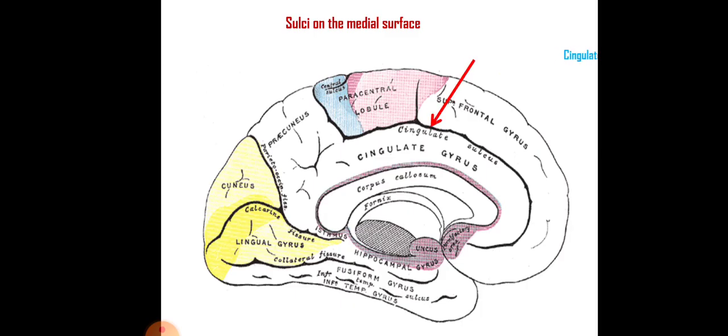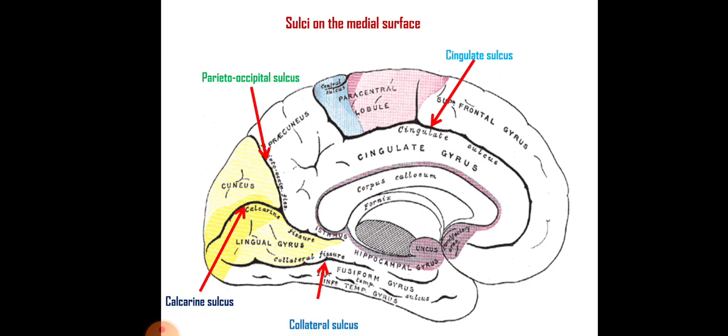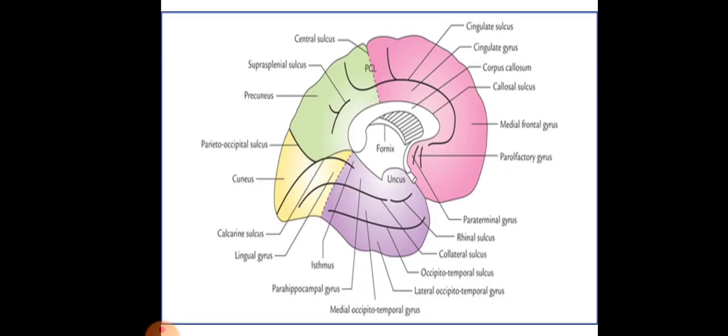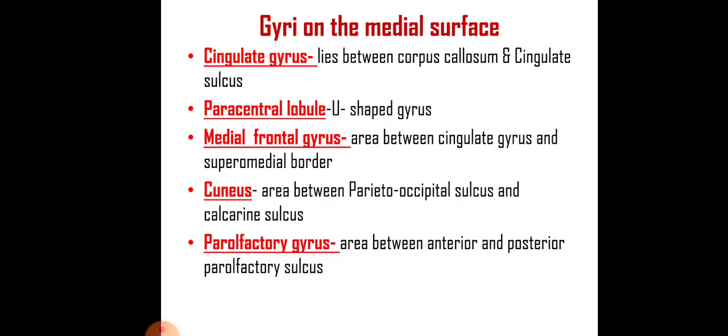So on the medial surface we can easily see the different sulci which we discussed in the previous slide: the calcarine sulcus, cingulate sulcus, the parieto-occipital sulcus. So these are the important sulci on the medial surface. Then collateral sulcus on the temporal lobe. So these are again the different sulci in the gyri. These are important.